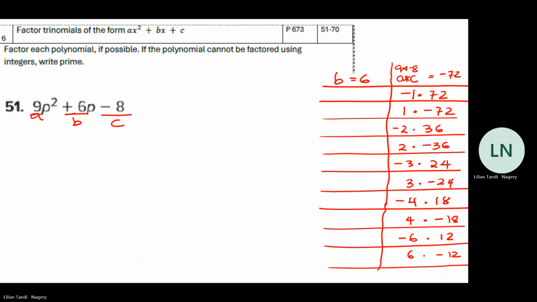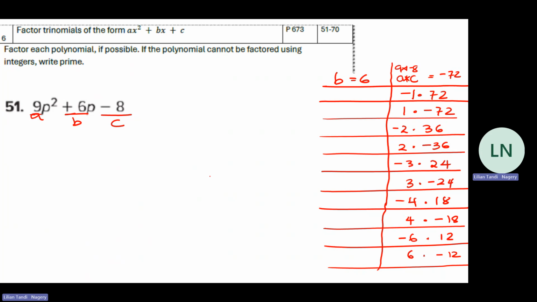14. 72 divide 14. Nope. 72 divide 16. No. 72 divide 18. No. Yes, 18 times 4. So already 18 is over there.